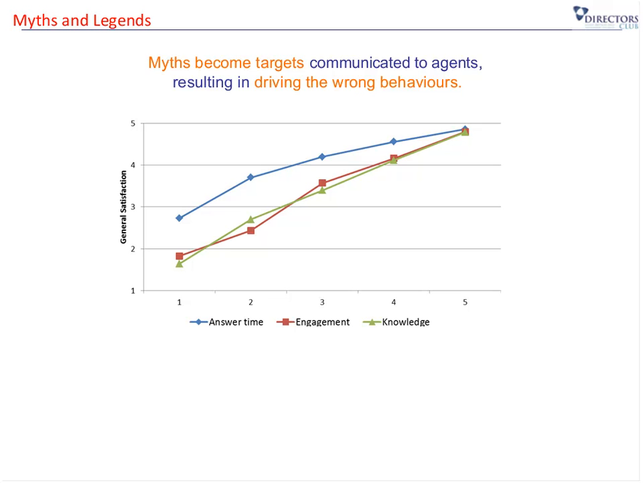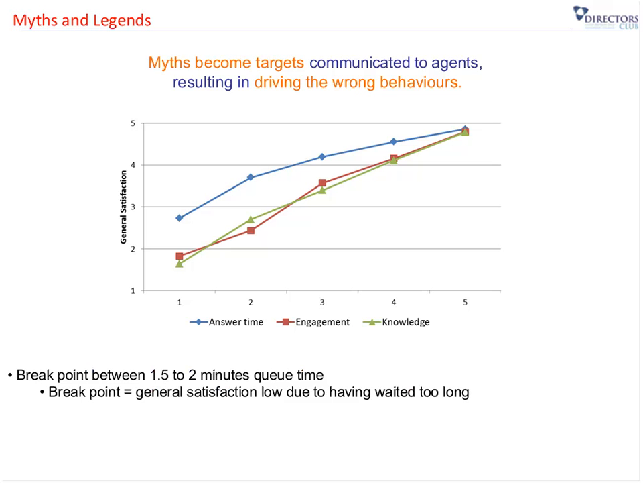The customers who were dissatisfied with staff engagement and product knowledge, however, were much more likely to be very dissatisfied overall. So engagement and product knowledge beats queue time in driving customer satisfaction.